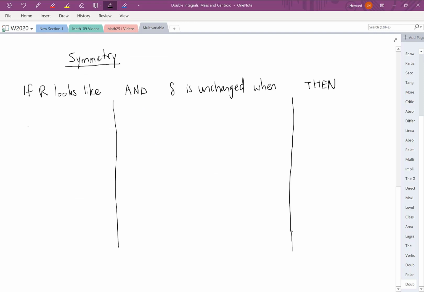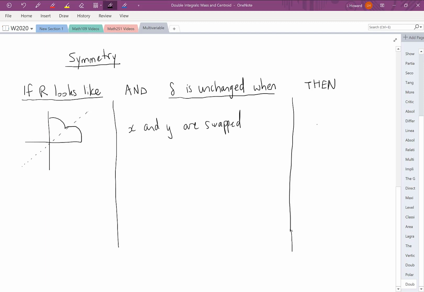So there are three situations where we want to think about symmetry, and we'll just look at them one by one. So let's look at this heading here. This says, suppose our region R is something that is symmetric about the line y equals x. For example, our region R could look something like that. And let's say it's also true that our function delta is unchanged when x and y are swapped. Then it's true that y bar is equal to x bar.